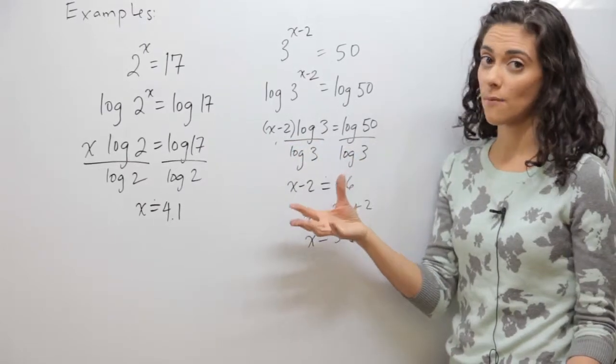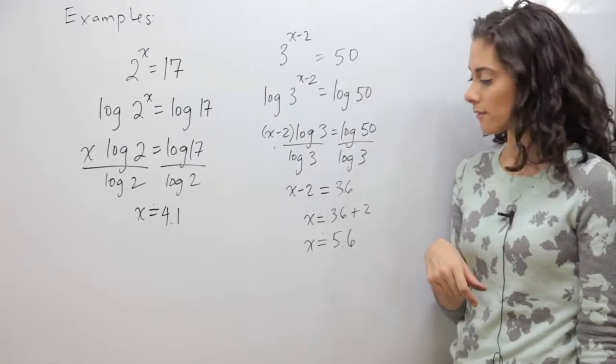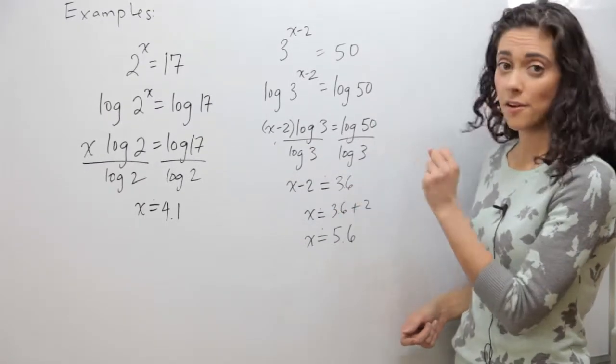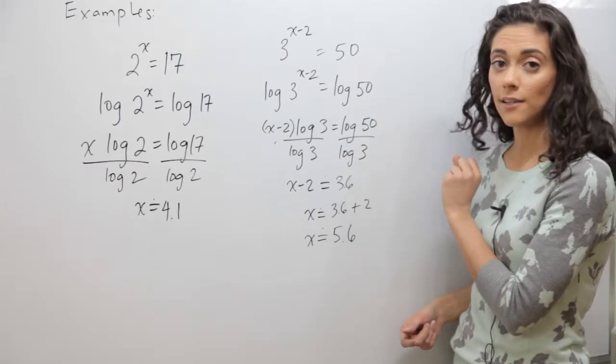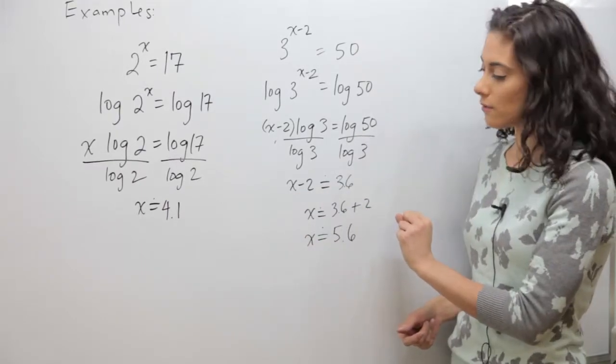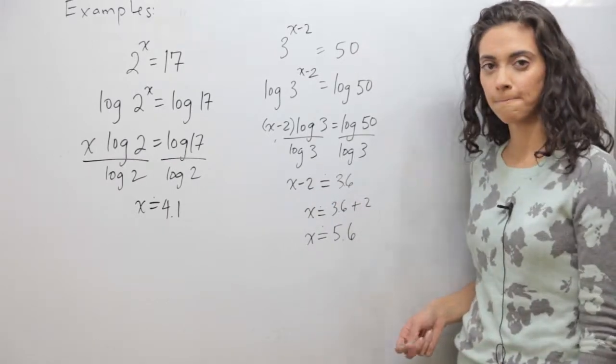Log 3 is just a number your calculator can give you, so I can divide both sides by log of 3. Log 50 divided by log 3, once again, put that in your calculator, you'll get approximately 3.6. And finally, so that I get x isolated all on its own, I want to add 2 on this side, and the final answer is 5.6.